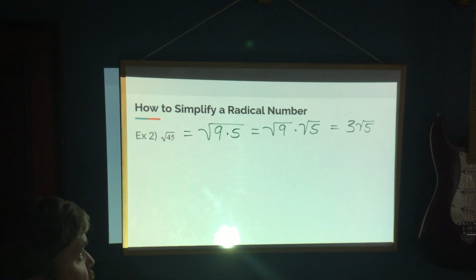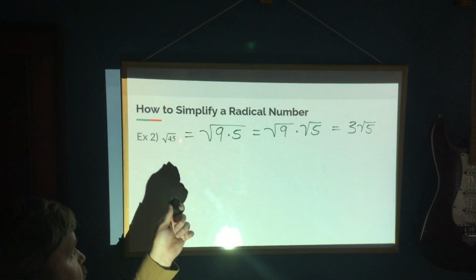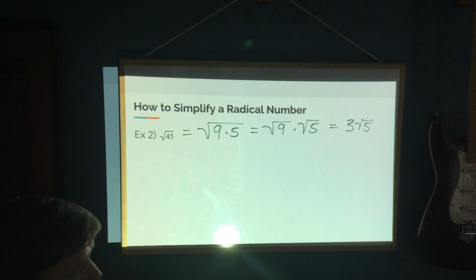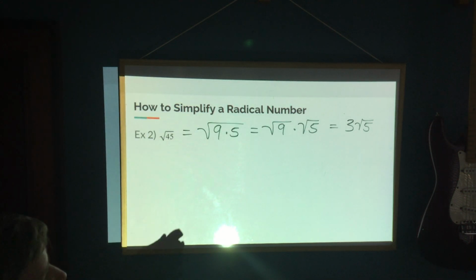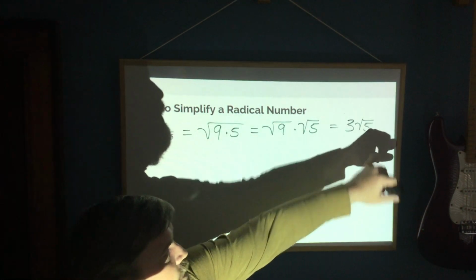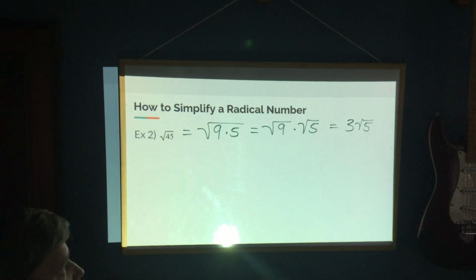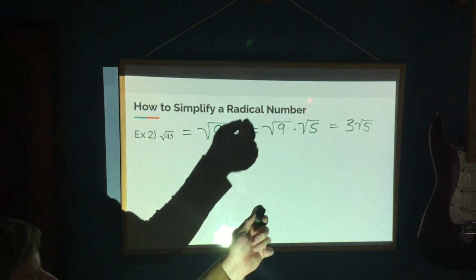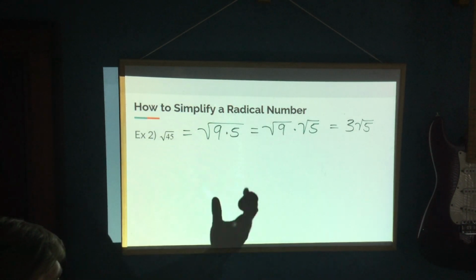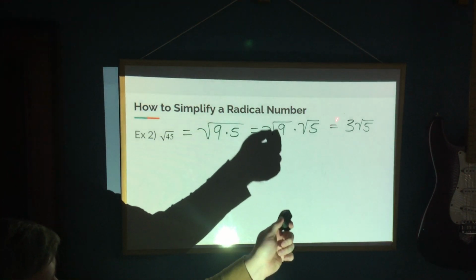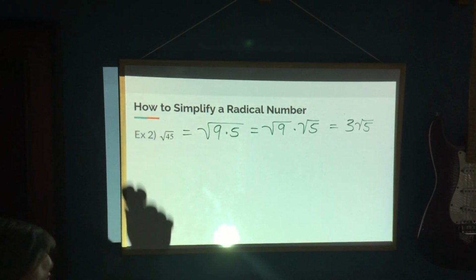Again, if you were to take a calculator and find the square root of 45, you're going to get some decimal, 6 point whatever. If you take 3 times the square root of 5, you'll get that exact same decimal. This number and this number are the same number. This is just a simplified version of that radical.